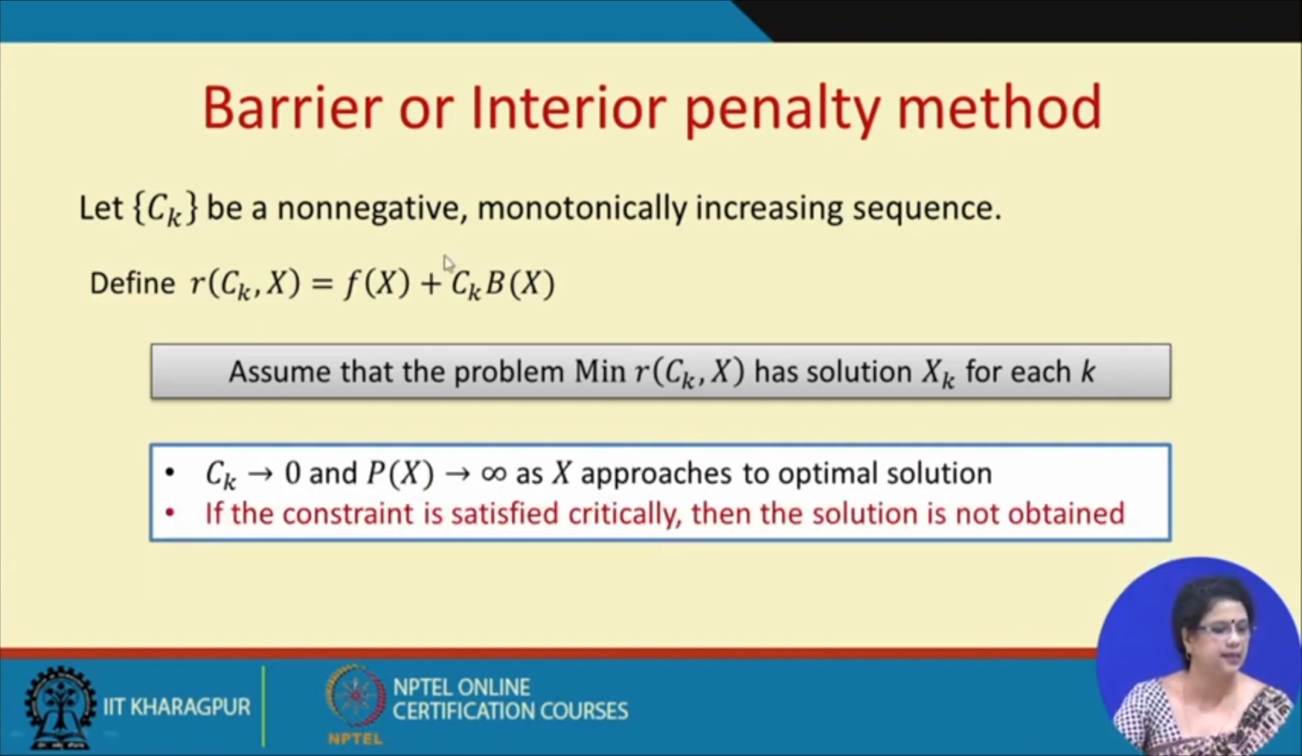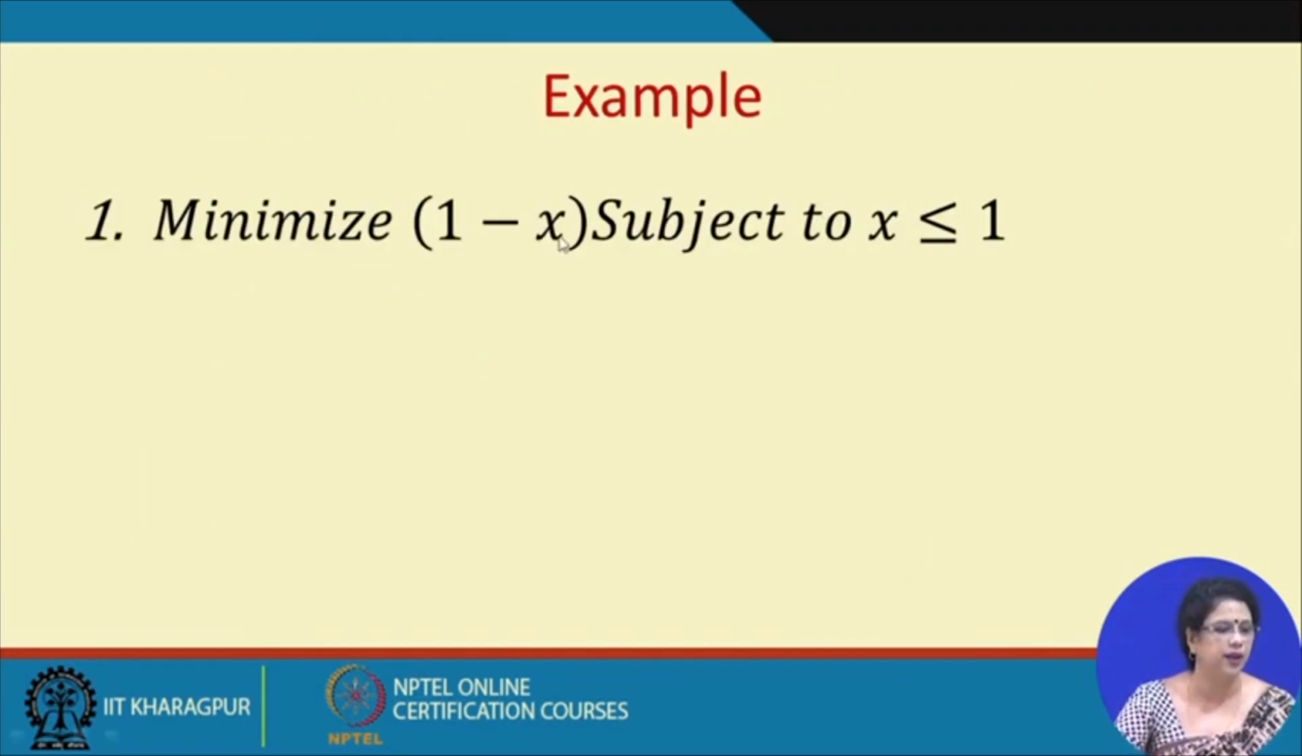Now, let us just try to solve the problem, and it has been written, if the constraint is satisfied critically, then the solution is not obtained. The problem will be unbounded, okay. The objective function will be unbounded. Now, let us consider one problem: minimization of 1 by 1 minus x subject to x less than or equal to 1.